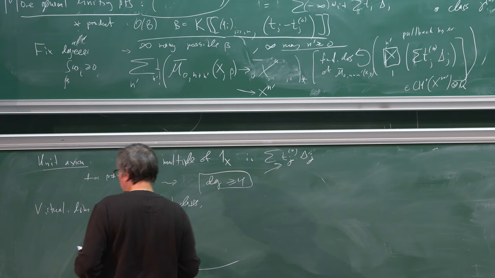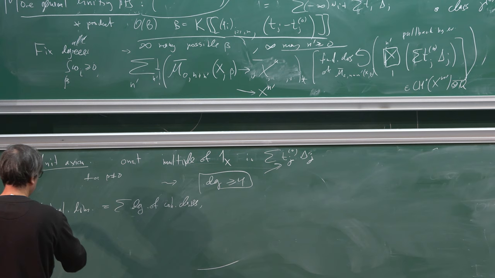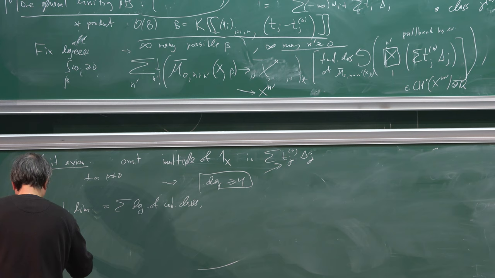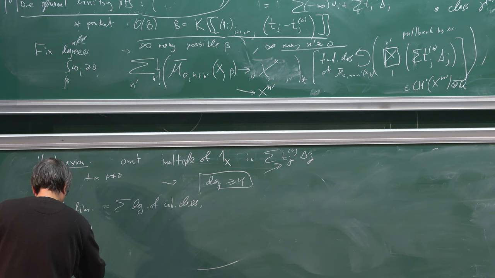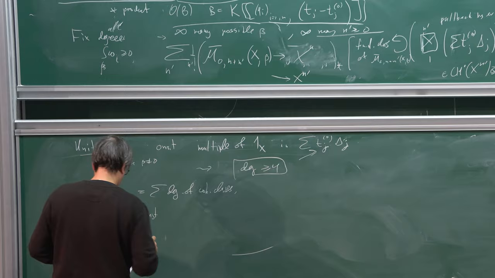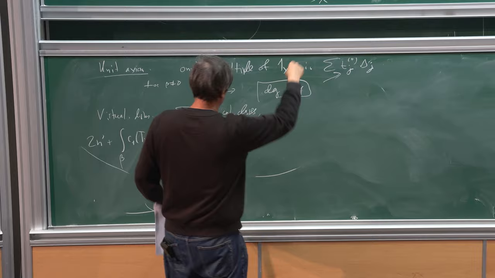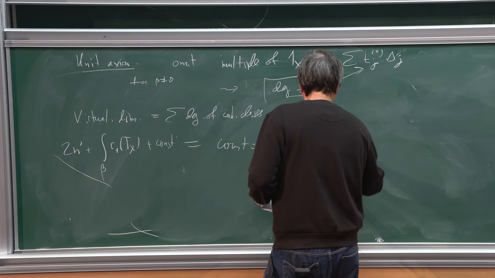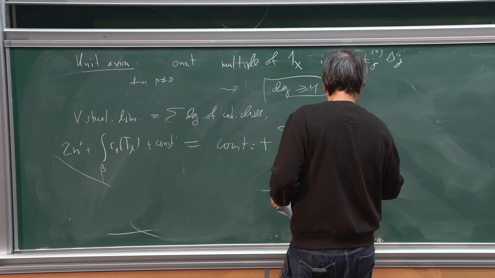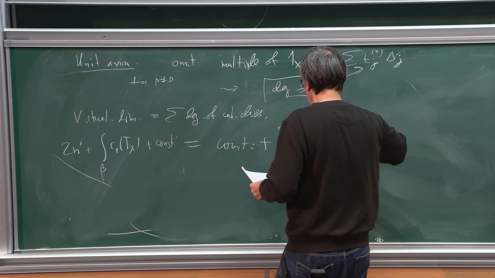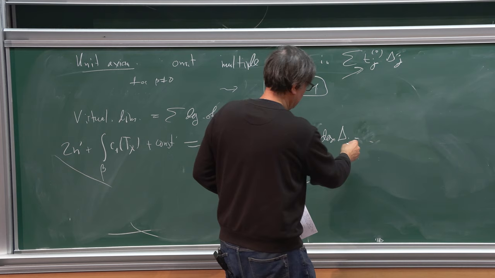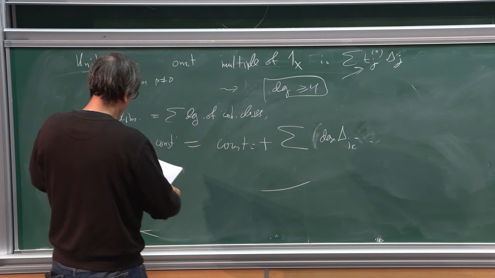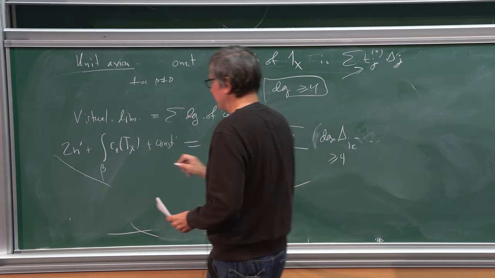The virtual dimension, if you fix all the rest, will be 2n prime plus the integral of beta, things which are n plus some constant, is equal to the sum of degrees. And there will be a certain constant here because we put some classes in the first n points. And then add the sum of degrees of certain classes appearing in this perturbation story. And these are numbers greater than or equal to 4, for 1 to n prime.